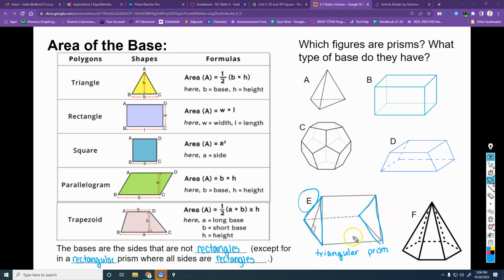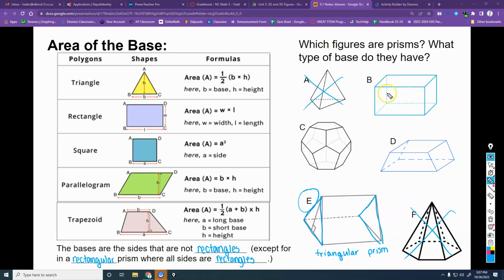This is often confused with something like A. A is not a prism. It doesn't have any rectangles, and this would be called a pyramid, which we're going to look at more here coming up. So that would not be a prism. F down here is also another type of pyramid. This is a pyramid with a hexagonal base here. So those two are not prisms.